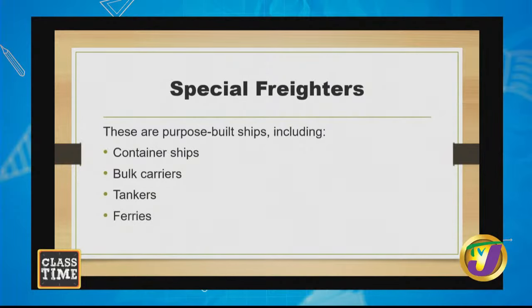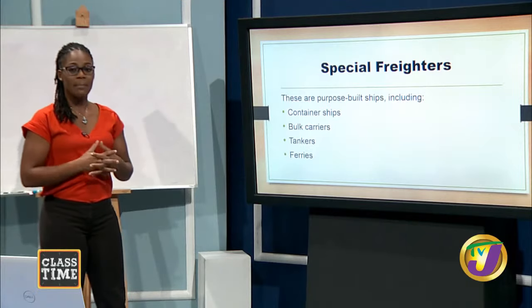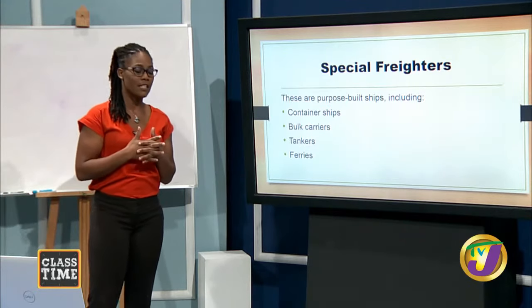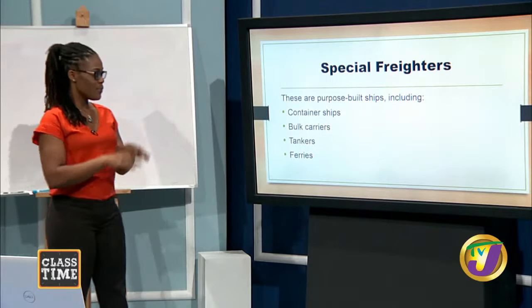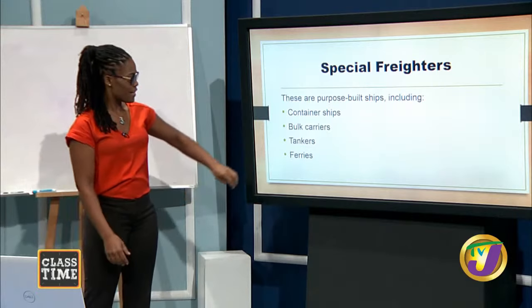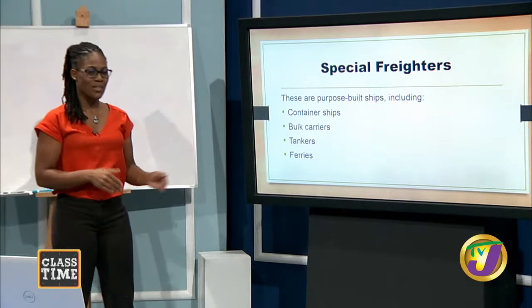Ferries. What are ferries? Right, so ferries are designed to carry wheeled vehicles. So when we talk about ferries, you will hear the term roll-on or roll-off. So basically, motor vehicles, any wheeled vehicle can be rolled on or rolled off the vessel, and in some cases, they can be driven on and off the vessel. So these ferries are designed to take wheeled vehicles. So these are our special freighters, the main ones. Of course, you can do further research and you can add to this list.